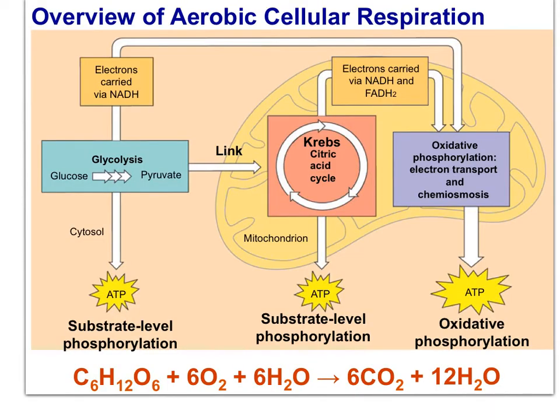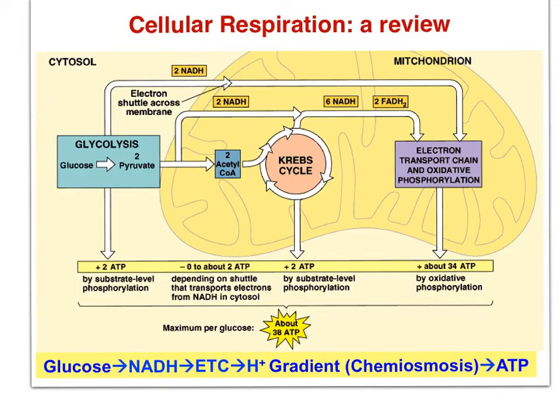So, in overview, cell respiration is the controlled release of energy from glucose or other organic compounds to form ATP. ATP is formed in glycolysis, the Krebs cycle, and in the electron transport system by chemiosmosis. Most of the ATP is formed here in a process known as oxidative phosphorylation. In total, depending on certain circumstances, 36 to 38 ATP molecules are formed per glucose.